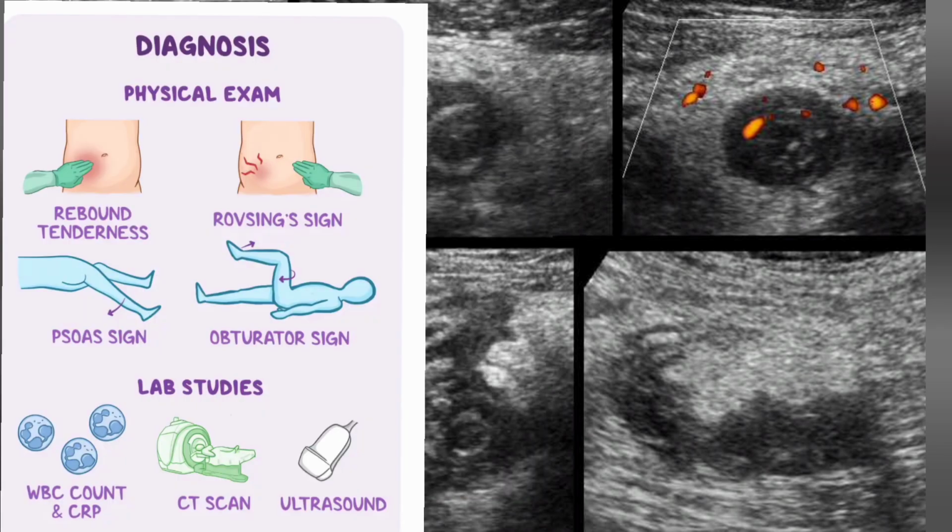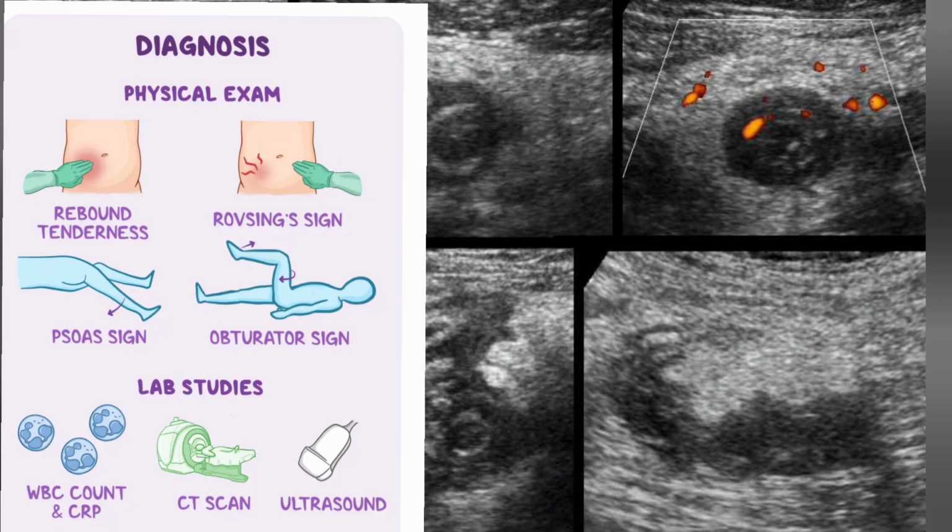So let's come to the diagnosis. First, in the physical examination, there is tenderness, then rebound tenderness, and the Rovsing sign is positive, which is if pressure is applied in the left iliac fossa, the patient will feel the pain in the right iliac fossa. Other signs are the psoas sign and the obturator sign.